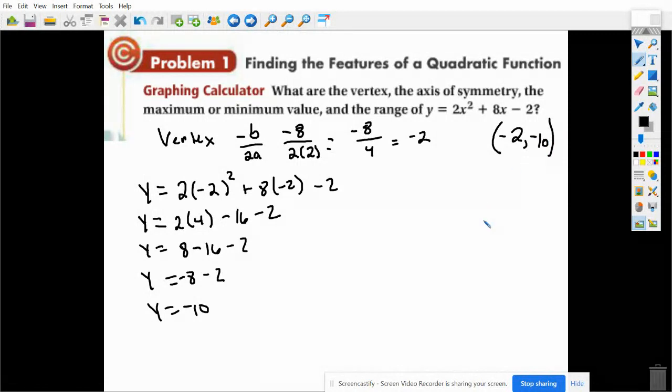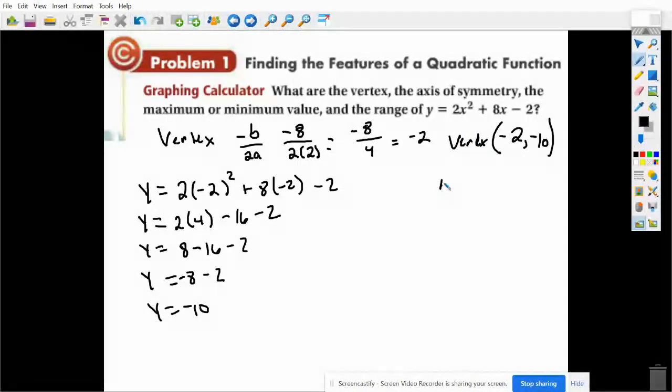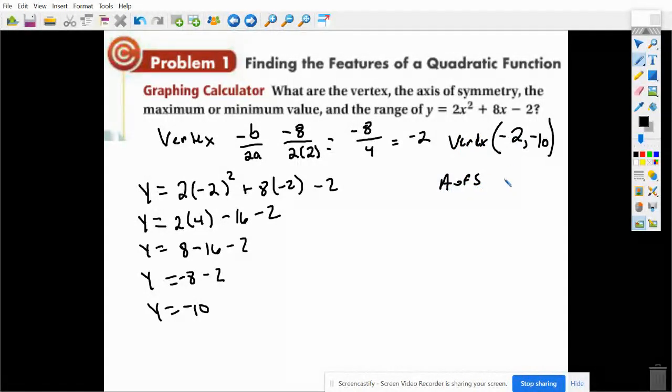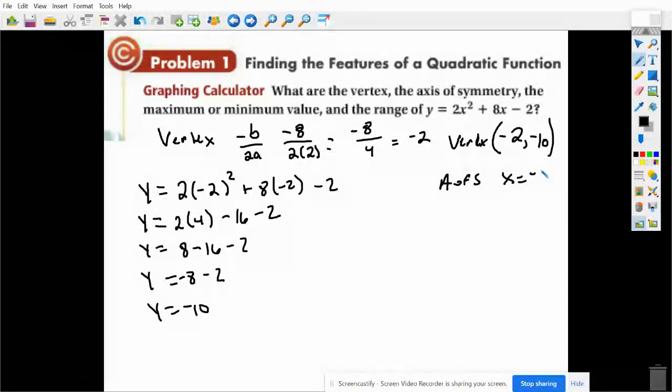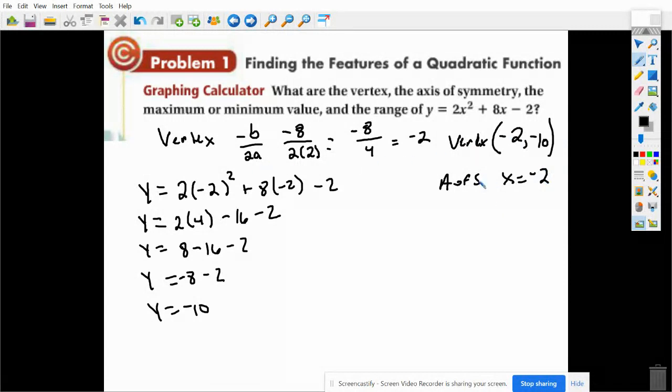So this is the most important point. I can now answer all of the other questions, right? So this is my vertex. My axis of symmetry is x equals the x value of the vertex, which is negative 2. The maximum or minimum value, because a is positive, right here, this 2 is positive, it's going to open up, which means it has a minimum, and it has a minimum at negative 10, which is the y value.